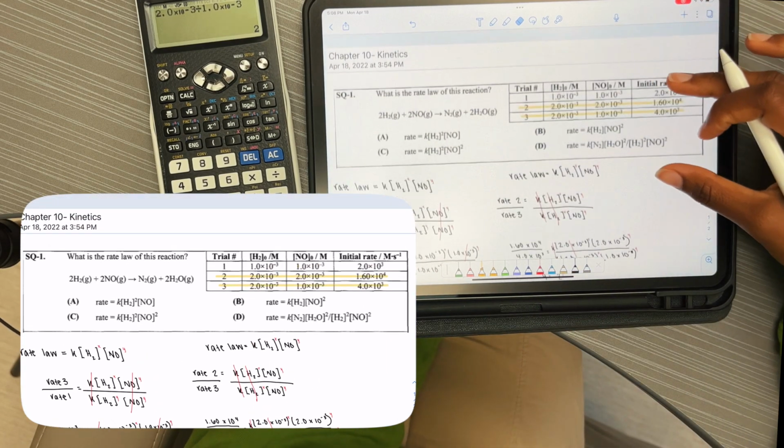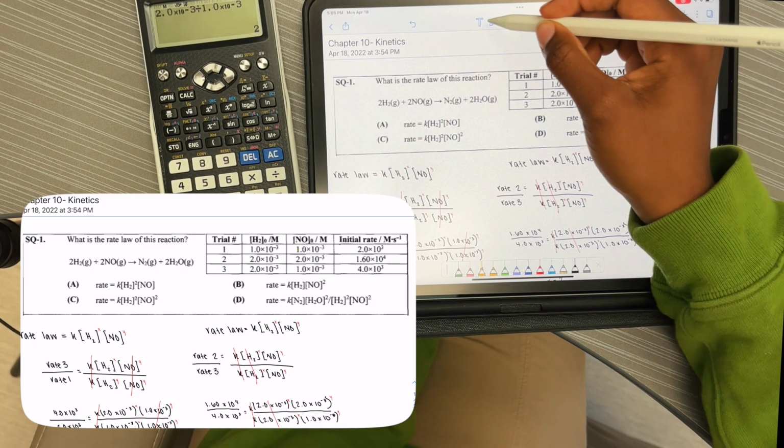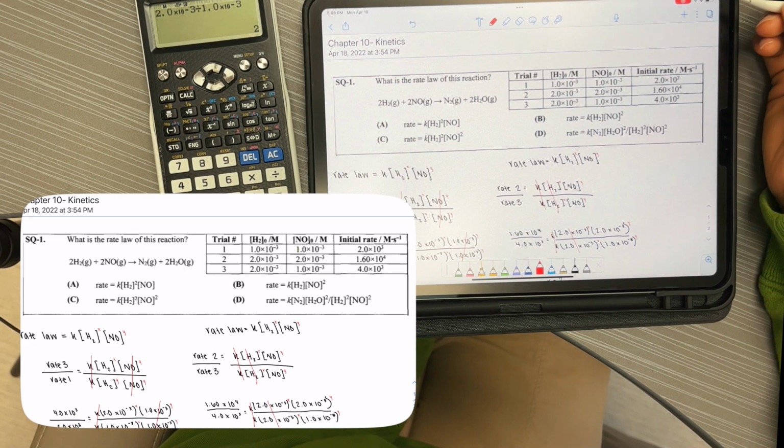So now we're going to look back in our table. We can get rid of this. And we can determine that our answer is B.